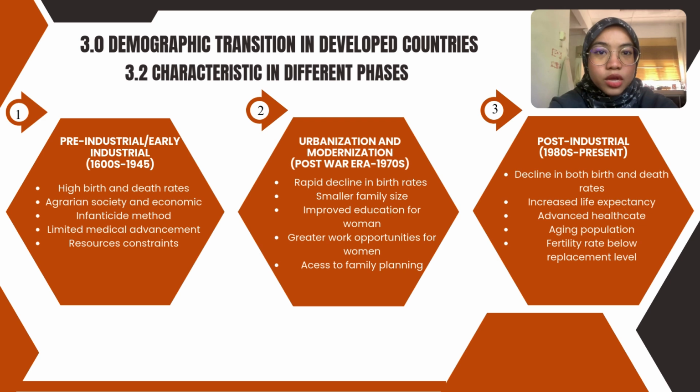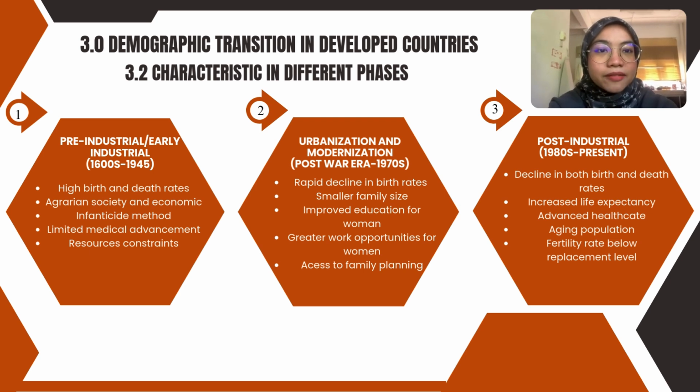For phase 2, urbanization and modernization, starting from the post-war era between 1945 and the 1970s. This was a time of rapid urbanization and modernization which impacted population trends. After World War II, Japan experienced a brief baby boom in the late 1940s. However, this was quickly followed by a sharp decline in the birth rate due to urbanization, increased access to education, and the legalization of contraception and abortion.